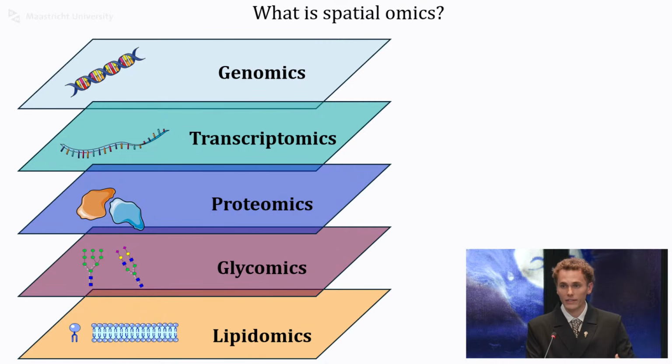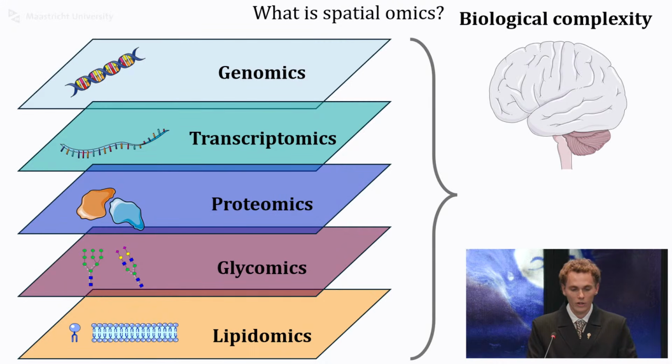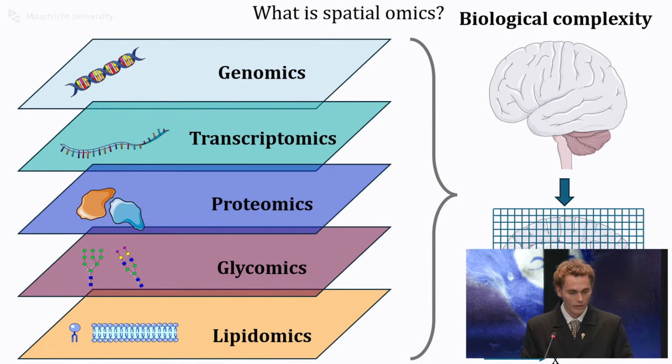Now, if we take all of these things together, that is what encompasses biological complexity as we observe it in nature. And if we then look at the spatial part of spatial omics, that is if we take, for example, a brain, an organ, and we make a coordinate system to look more in depth at what this brain looks like. Then we can pinpoint the molecular findings that we find from the omics into the coordinate system to see where these molecular findings happen.